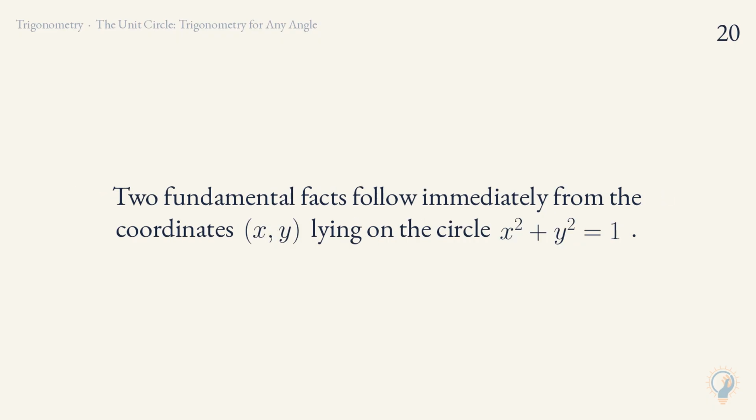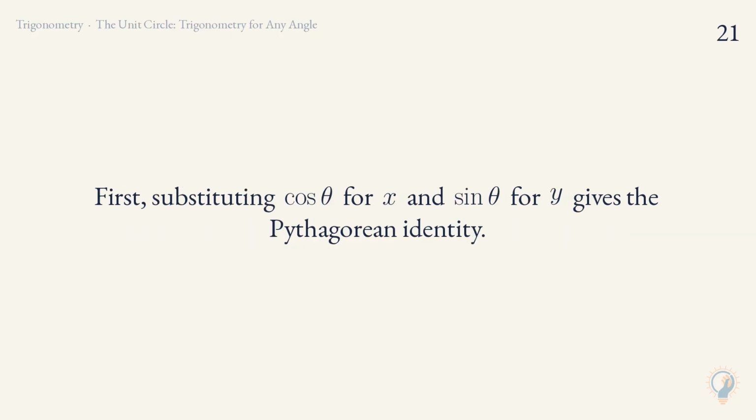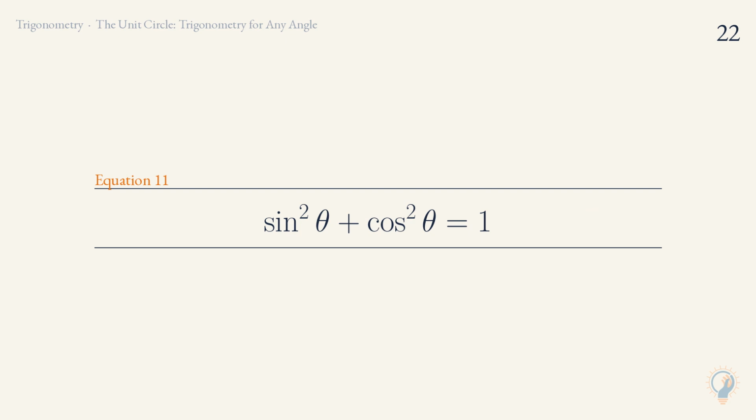Two fundamental facts follow immediately from the coordinates x, y lying on the circle with equation x squared plus y squared equals 1. First, substituting cosine theta for x and sine theta for y gives the Pythagorean identity. Equation 11. The Pythagorean identity, sine squared theta plus cosine squared theta equals 1. This holds for every angle theta. It is arguably the single most useful identity in trigonometry.